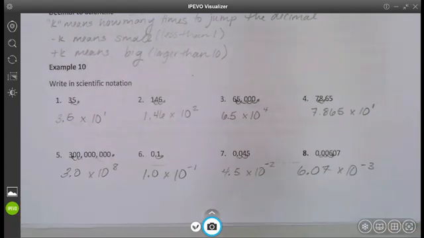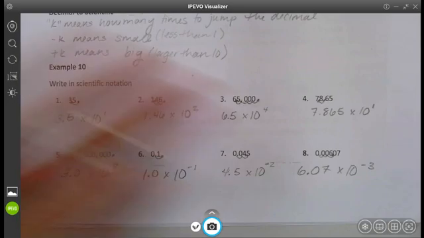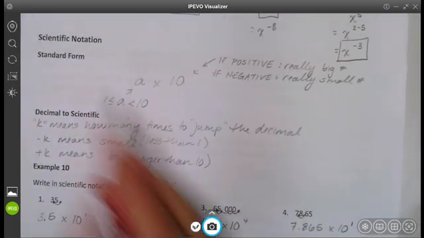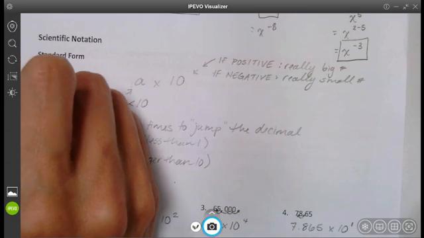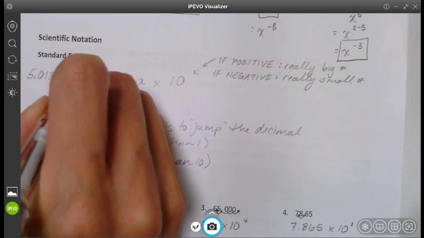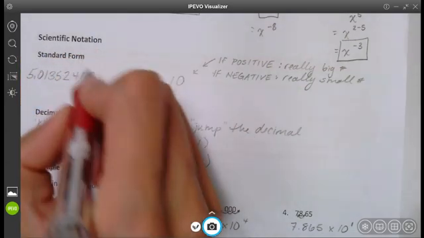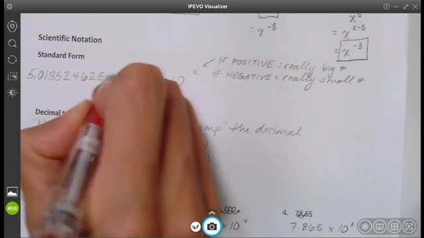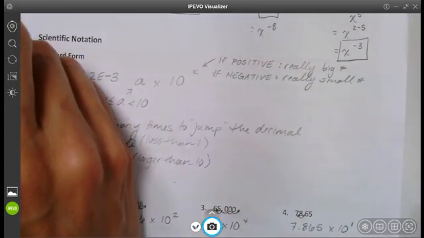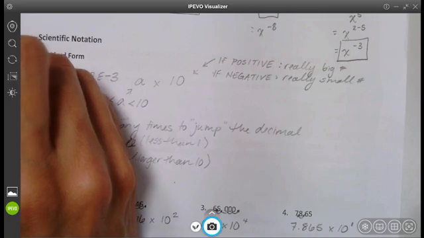So that is scientific notation in a nutshell. Now what happens actually is when we're using our calculator, sometimes we'll get something like 5.0135246 E negative 3. So this is on your calculator.